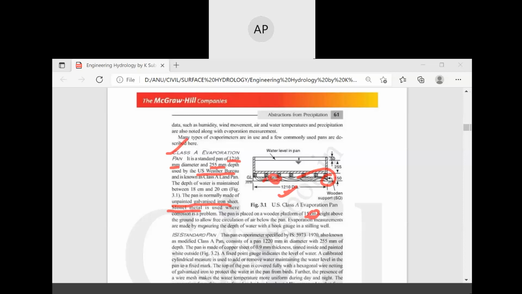Evaporation measurements are made by measuring the depth of water with a hook gauge in a stilling well. So this is the water level. So first of all, the water level is measured. After evaporation, how much is left at a certain interval of time is measured. So suppose the initial loss is 50, so 50 will be the evaporation.